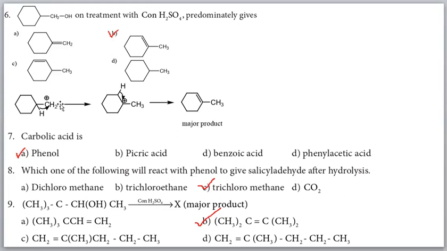You see, first step, what will happen? From this, the hydroxyl group is removed by protonation with the concentrated sulfuric acid. So this carbon becomes positively charged, a carbonium ion. Next step, this H, proton shift. This H is shifted here. So this becomes CH3 and the positive charge moves to this carbon.